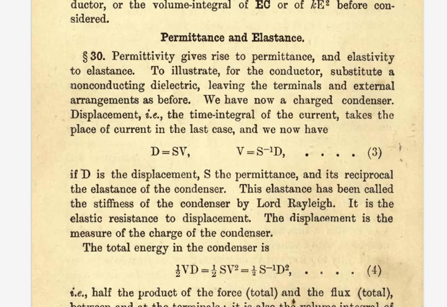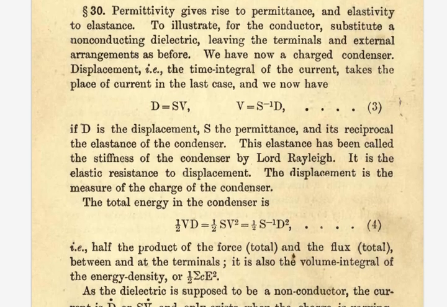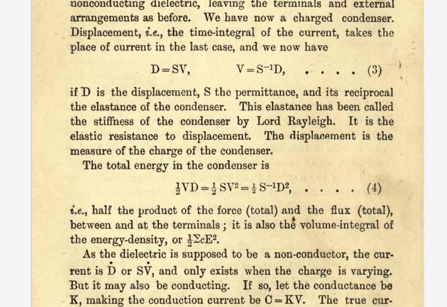Displacement, that is, the time integral of the current, takes the place of current in the last case, and we now have D equals SV, V equals D over S, if D is the displacement, S the permittance, and its reciprocal the elastance of the condenser.